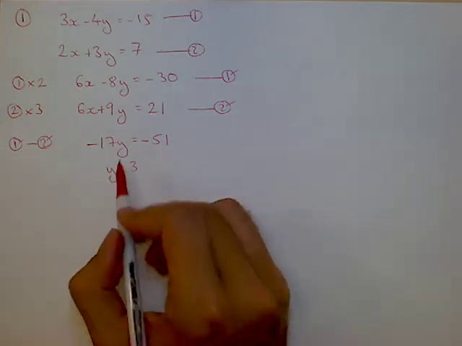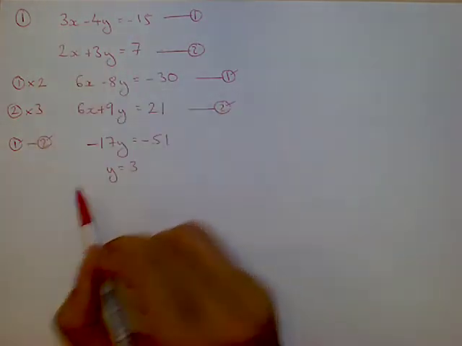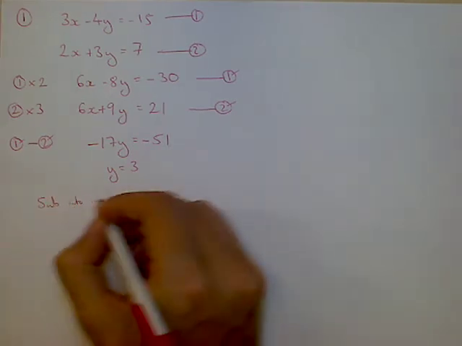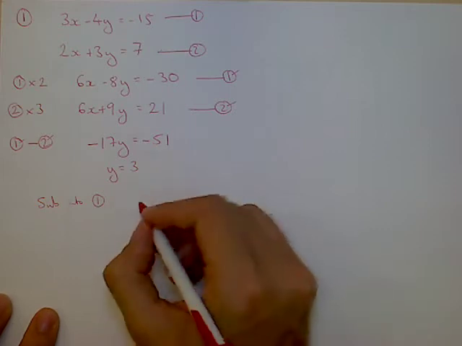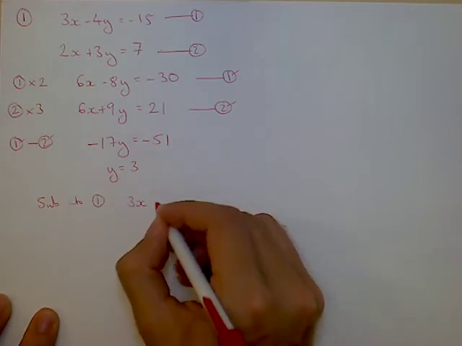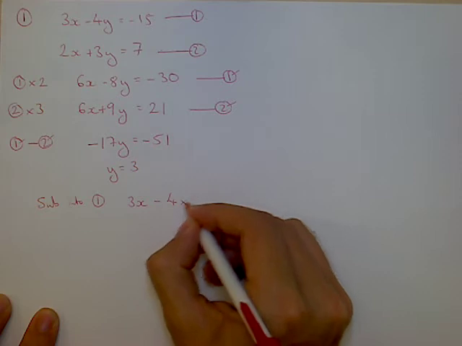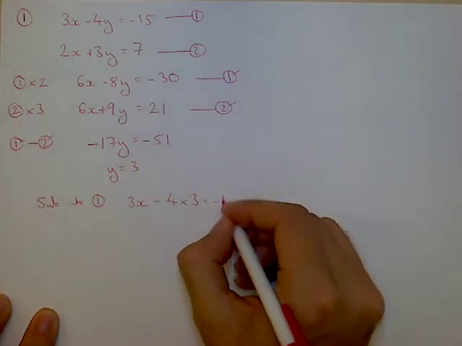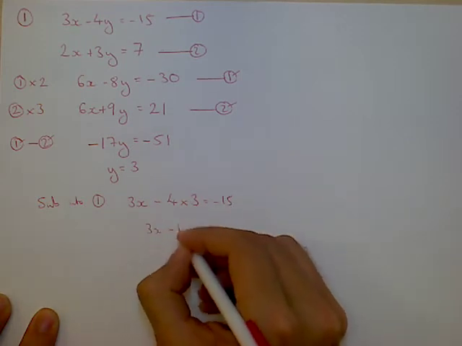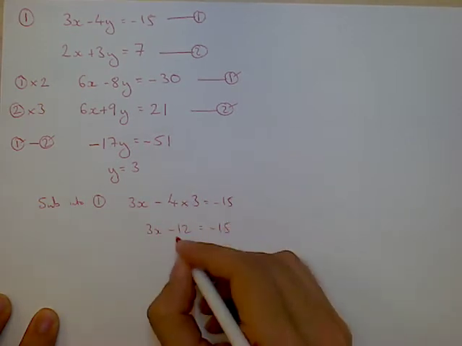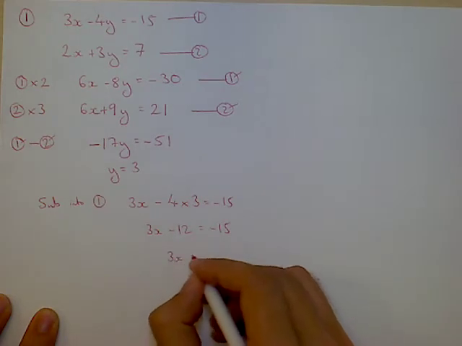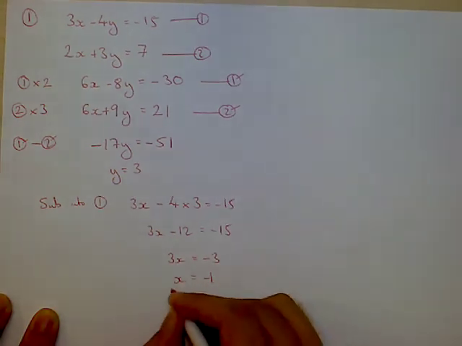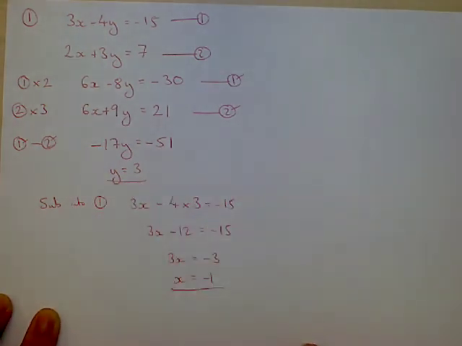We then take that answer and substitute it into one of the two top equations. Let's go for the top one. So we're going to substitute our answer into equation 1. That gives me 3x minus 4 times 3, because y I now know is equal to 3, and that's equal to negative 15. So 3x take away 12 is equal to minus 15, add 12 to both sides, gives me that 3x is equal to negative 3. Divide both sides by 3, x is equal to negative 1.